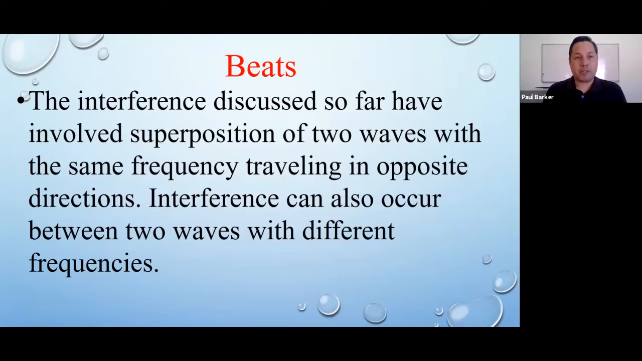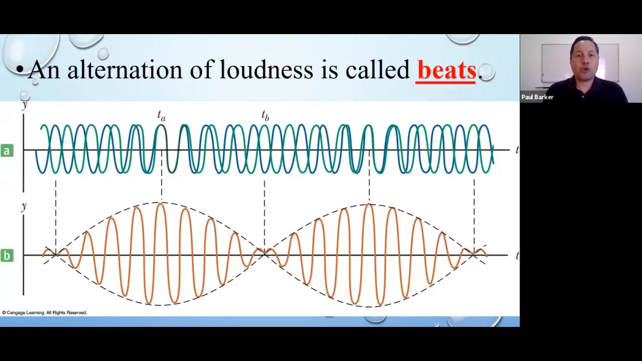Next, let's talk about beats. The interference discussed so far has involved superposition of two waves with the same frequencies traveling in opposite directions. But interference can also occur between two waves with different frequencies. So right here in this diagram, we've got a blue wave and a green wave.